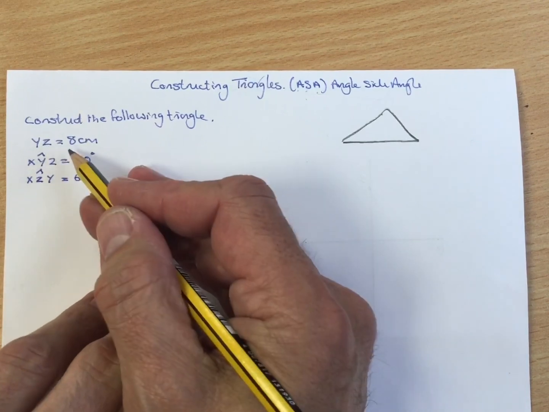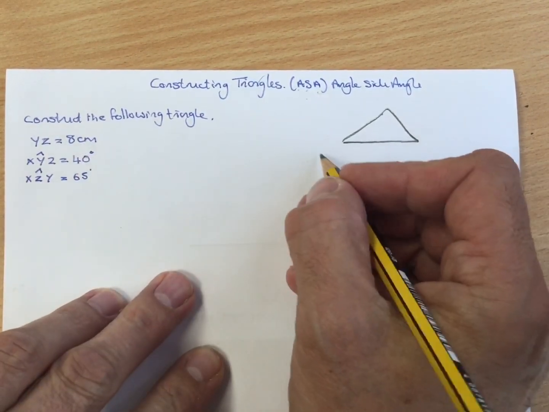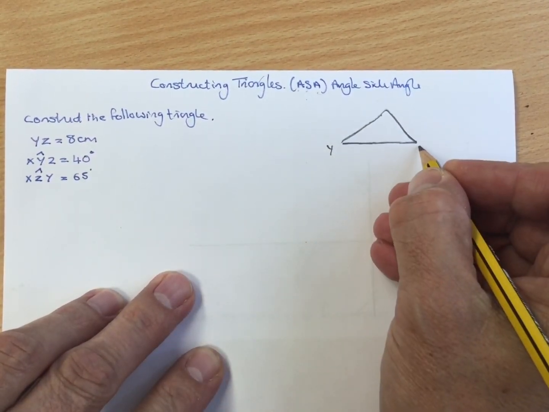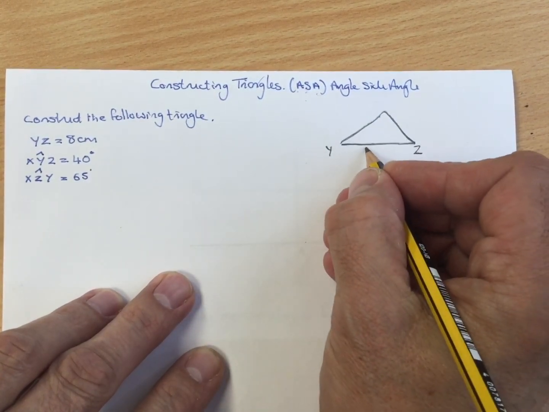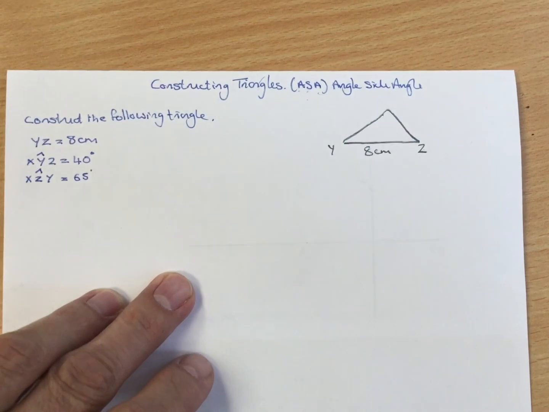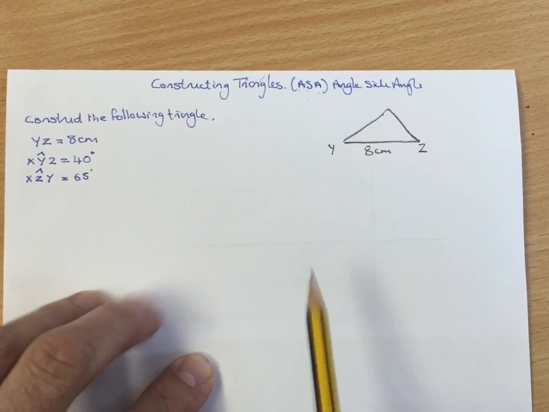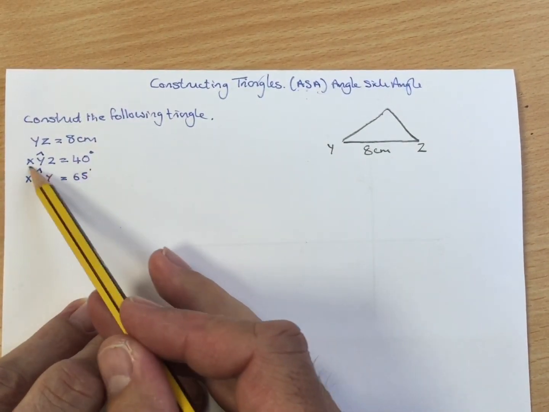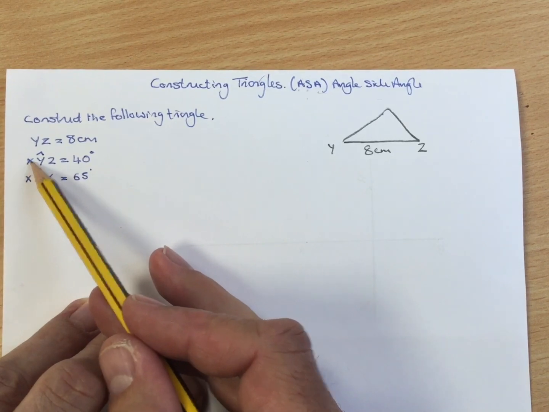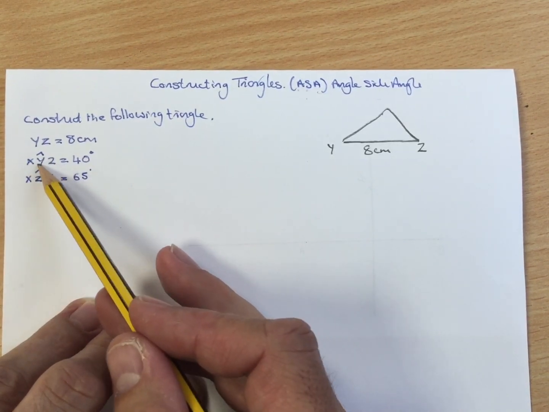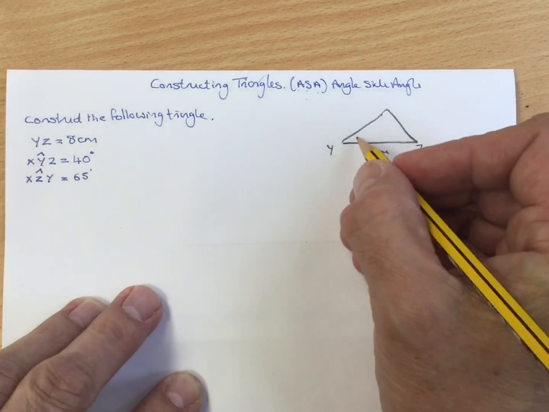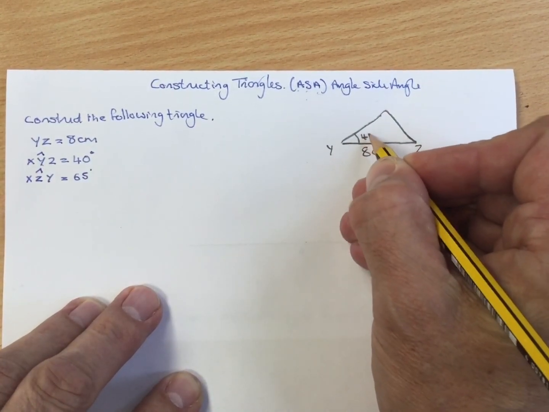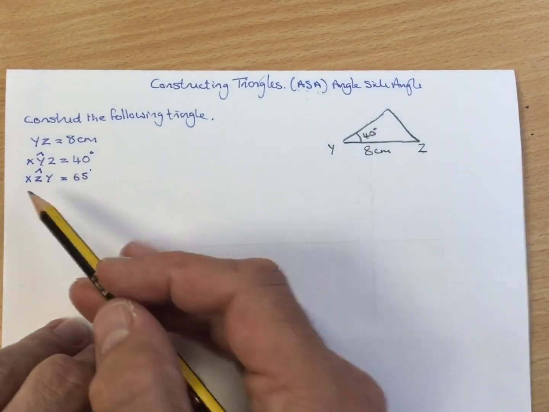I'm going to put the length that I've been given down the bottom. So that's going to be side YZ, and that's going to be 8 centimetres. Now that I've labelled those two, I can see the angle created by X, Y and Z, which means that Y is in the middle, that's giving us the angle of 40 degrees. So that's going to be this angle.